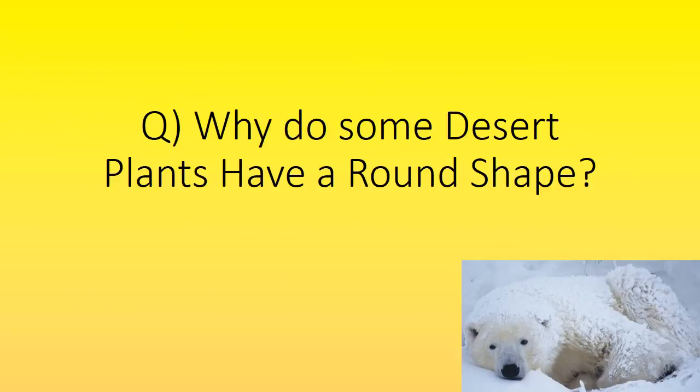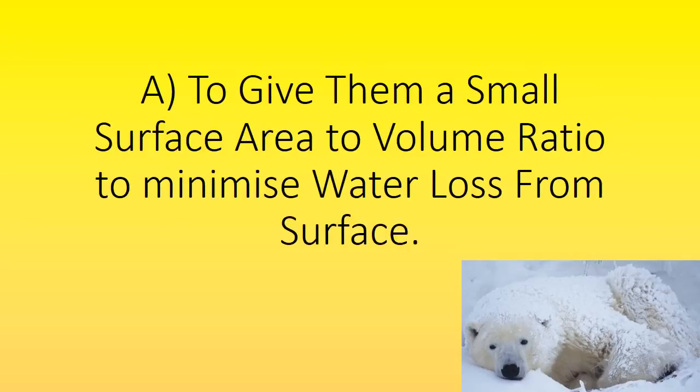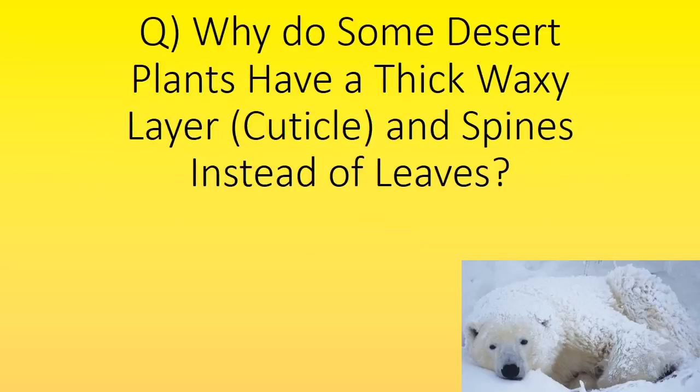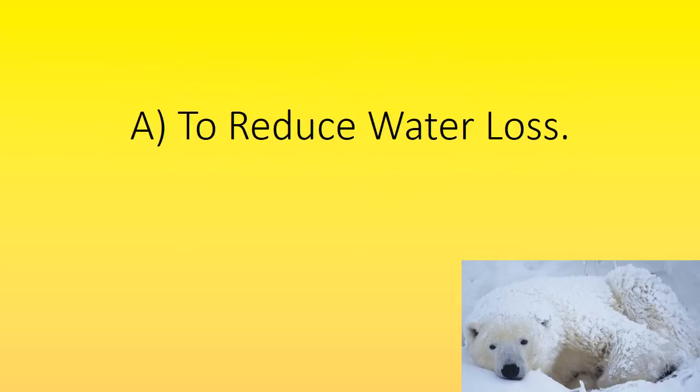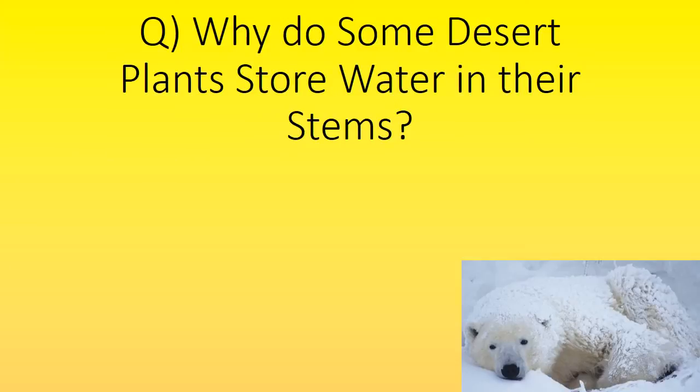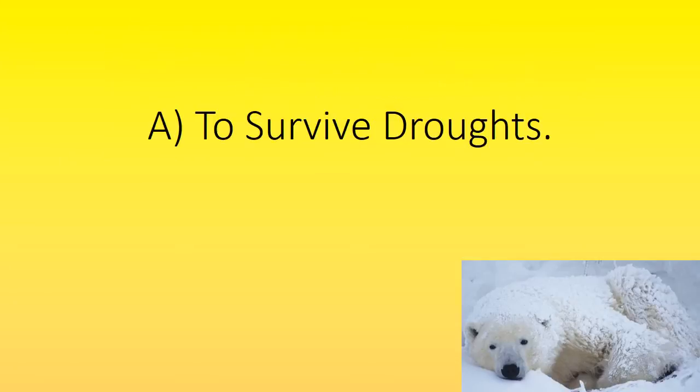Why do some desert plants have a round shape? To give them a small surface area to volume ratio to minimize water loss from the surface. Why do some desert plants have a thick waxy layer and spines instead of leaves? To reduce water loss. Why do some desert plants store water in their stems? To survive droughts.